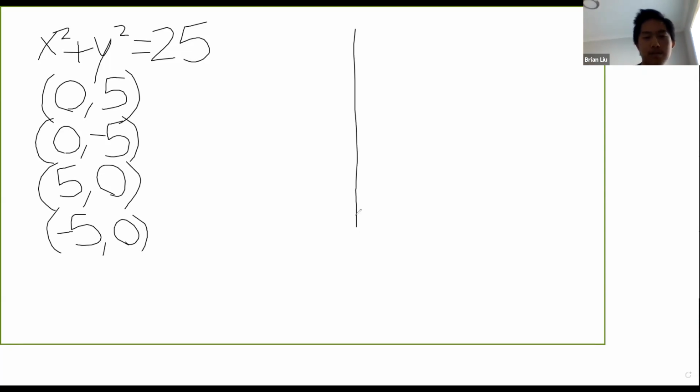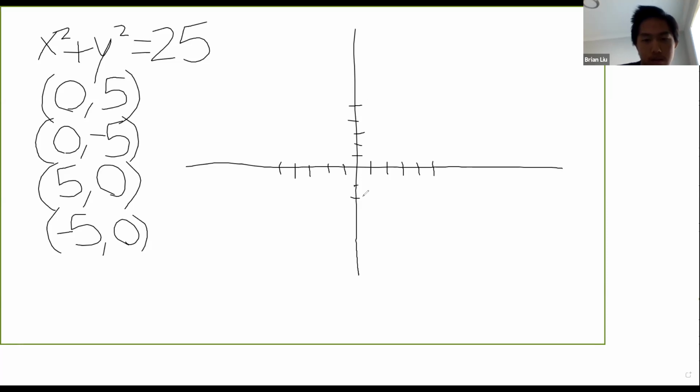And if we plot this on the x and y axes, I'll do the tick marks. So 1, 2, 3, 4, 5, in each direction.